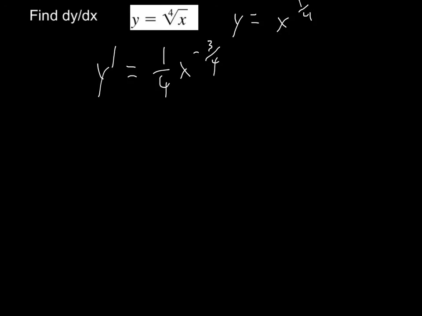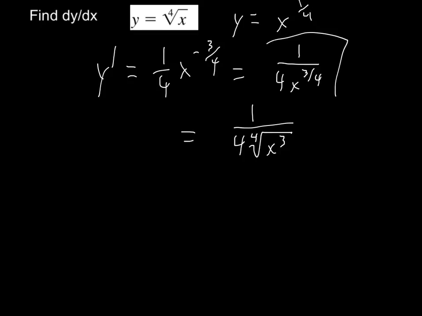Okay, a lot of people want this written without a negative exponent, so if we were to do that, we'd just write it as 1 over 4x to the 3/4, or maybe you'd even write it as 1 over 4 times the 4th root of x cubed. So that might be the way you would want to write it, but you know, probably right there is where I would stop.